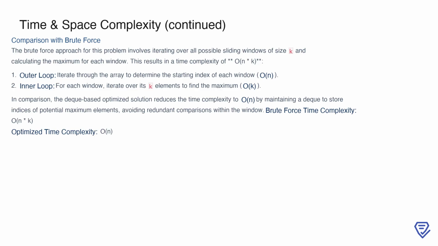In contrast, the deque-based solution eliminates the need to repeatedly compute the maximum for overlapping elements within the same window. By maintaining a deque of indices that represent potential maximums, we avoid redundant comparisons and reduce the time complexity to O(n). This makes the optimized approach significantly more efficient, especially for larger arrays and window sizes.